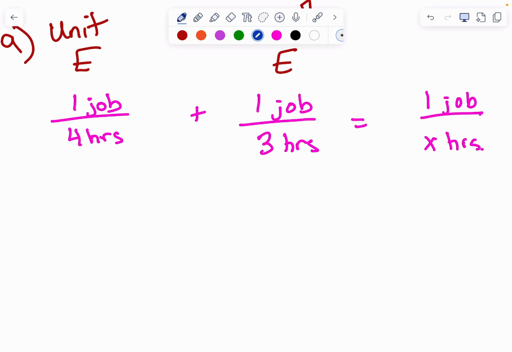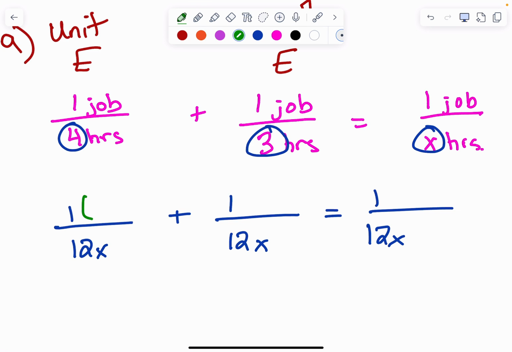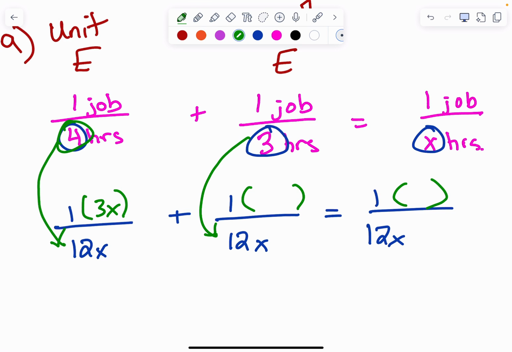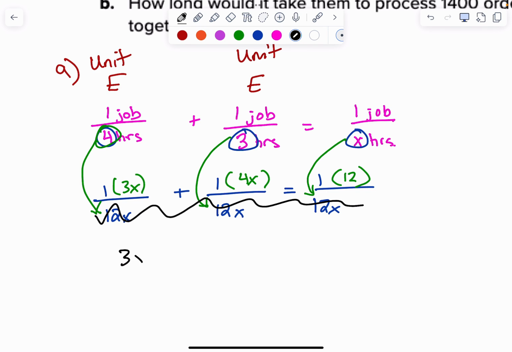How do I do this? Common denominator. 4, 3, and X are my denominators, so I need 12X. Then 1, 1, 1, and I multiply by what they need. To get from 4 to 12x, I multiply by 3x. To get from 3 to 12x, multiply by 4x. To get from x to 12x, multiply by 12, not 12x, just 12. Then we cross the bottoms out because there is an equal sign. So I've got 3x plus 4x equals 12.